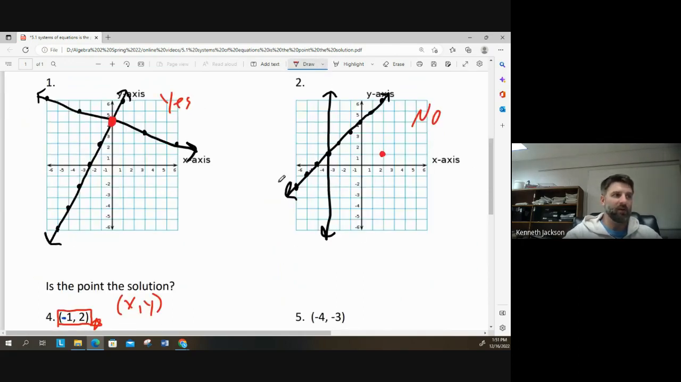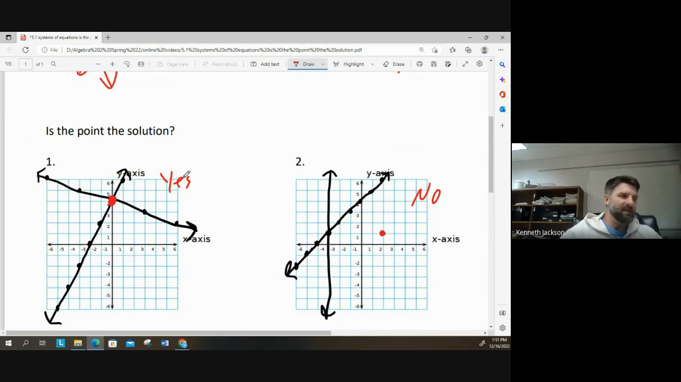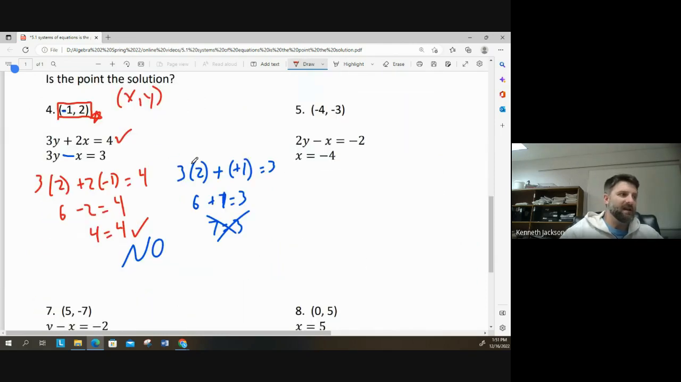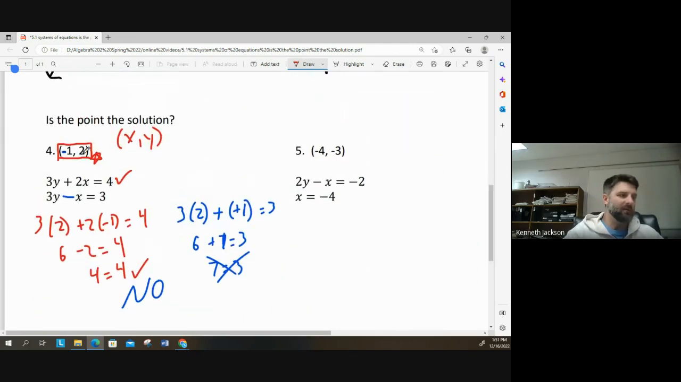And again, if we were to look at a picture, it's very obvious. This is the point where the two lines cross. This is not the point where the two lines cross. It's the exact same question. Is this point, (-1, 2), the point where these two lines cross? And the answer is no, because it's not on both lines. On number 5, again, I take these ordered pairs and I plug them in. 2 times -3, that's 2 times y. Remember, the ordered pair is (x, y), minus a -4 equals -2.